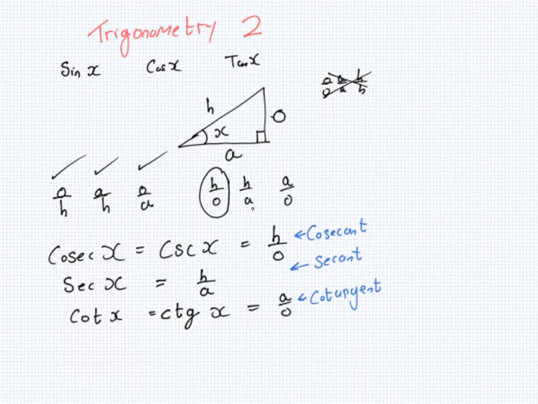Now you'll notice also, because of this definition, you can actually also say cosec is, hang on, let me put that in pink. This is 1 over sine x. It's the same thing as 1 over cos x, and this is the same thing as 1 over tan x.